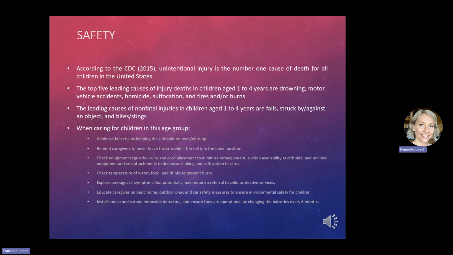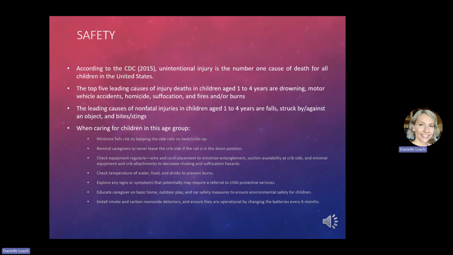We want to make sure that we're checking equipment and their room regularly. We want to make sure that they're not getting wrapped up in all the wires and cords and IV lines and things that could be attached to them. We want to make sure that safety equipment is available at the bedside, like suction already set up and an ambu bag. We want to make sure there isn't extra equipment around the crib or the bed that could cause some sort of danger, like a choking or suffocation hazard. So we get rid of anything extra, at least near the crib.